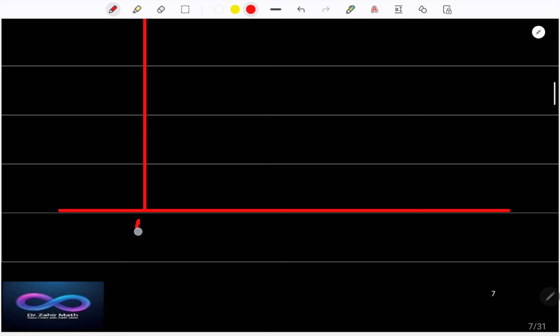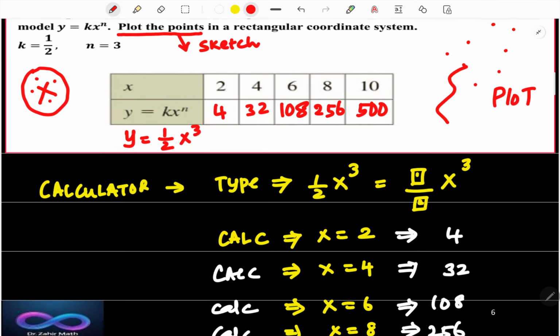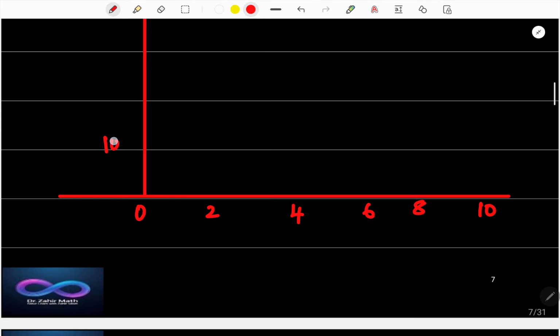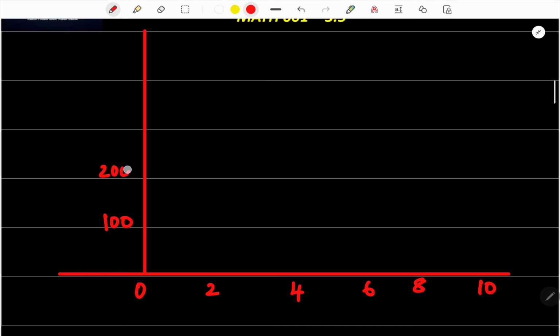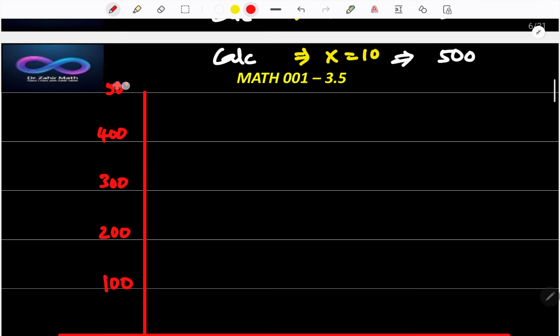Right. What are the points given? 0, 2, 4, 6, 8. And then 10 also. The y values, it is going up to 500, right? So let me take the values 100, 200, 300, 400 and 500. What is the question? Plot. Plot means you are going to put the point.